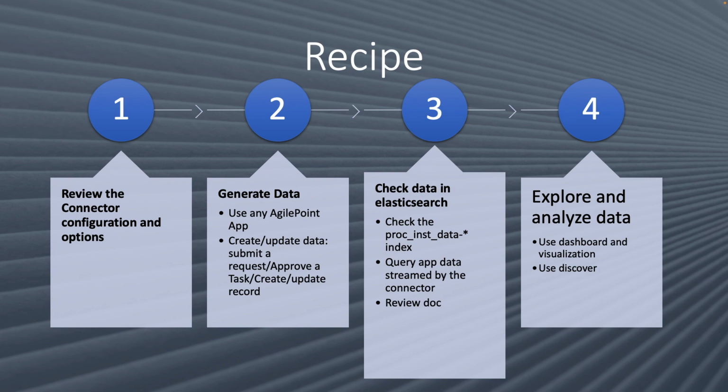Following is the recipe we will follow for this demo, an overview. We'll start by reviewing the connector configuration and options. Then we'll generate some data to be streamed to Elasticsearch. This would be simply done by interacting with any of our applications, such as submitting a new request, approving an existing task, creating or updating some data from a form-based application, and the like. We'll follow by checking on the index created in Elasticsearch, reviewing the documents streamed into it, and querying some data. And lastly, we'll use Kibana visualization tools to explore the intelligence and visualization options available as data is available on Elasticsearch. So let's get to it.